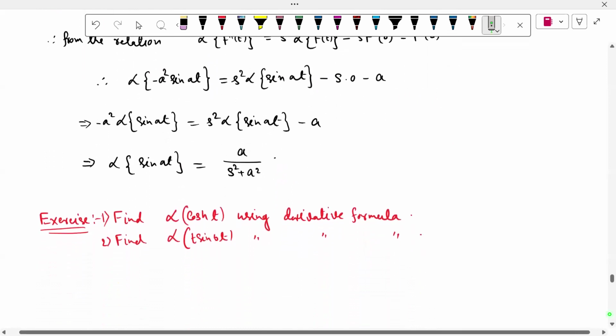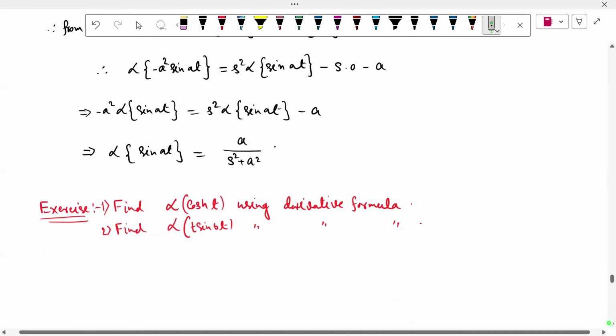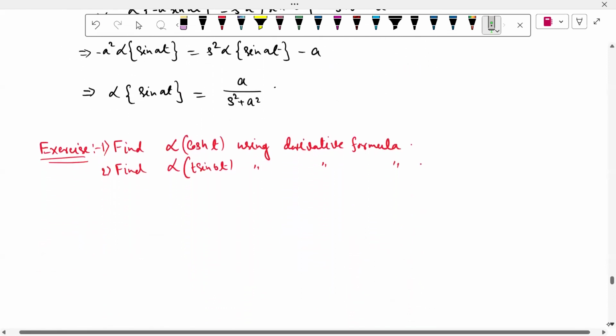Similarly, you can do it for the Laplace transform of cos hyperbolic using the derivative formula, and the Laplace transform of t sin bt using the derivative formula. So try these problems. Now, after the derivative, we will try to solve the integration.